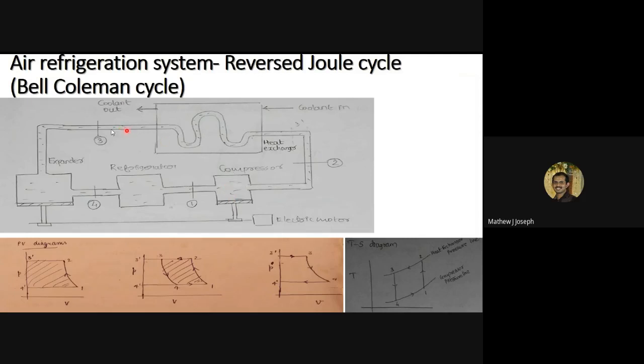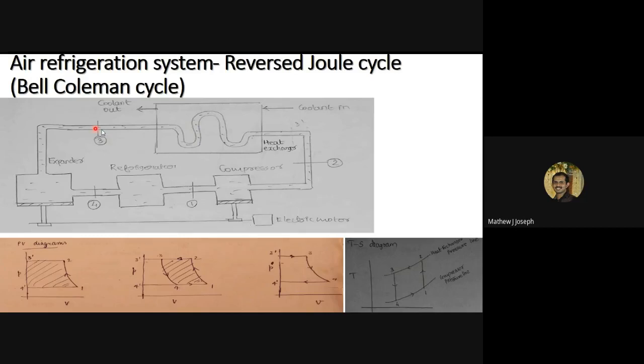Then the warm air, after rejecting the heat to the coolant medium, will be losing much of its energy, but it will still be at a high pressure. Even though the temperature was brought down, the pressure remains the same. It will be at a higher pressure due to the compressor working from 1 to 2. Even after heat rejection in the heat exchanger, our working fluid is still at a very high pressure.